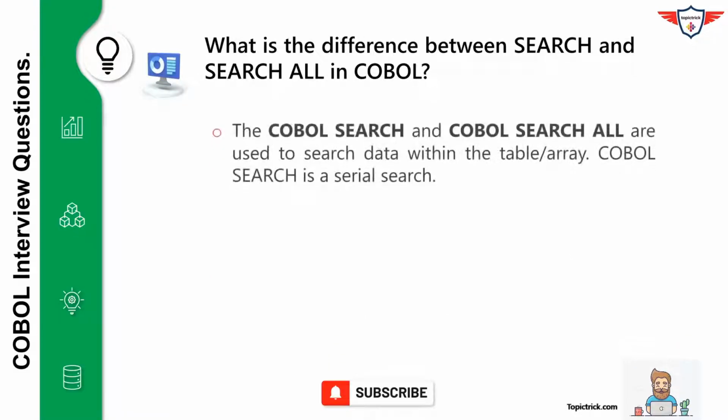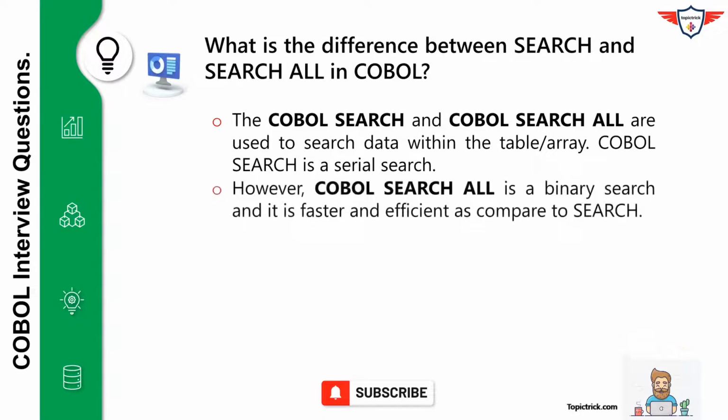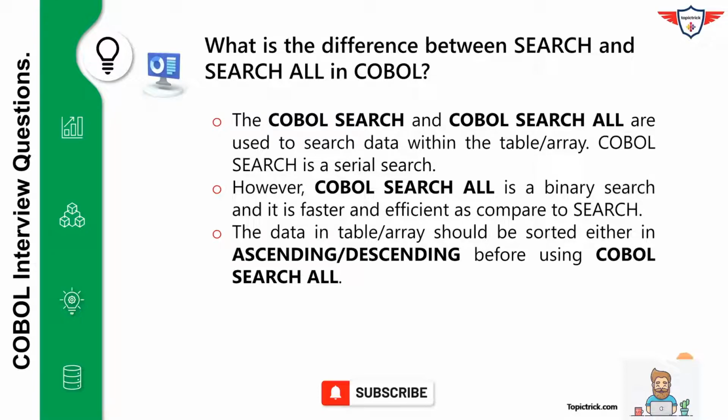What is the difference between COBOL search and search all statement? The COBOL search and COBOL search all statement are used to search data within the array. COBOL search is a serial search. However, COBOL search all is a binary search, and it is faster and efficient as compared to search. The data in table/array should be sorted either in ascending or descending before using COBOL search all.